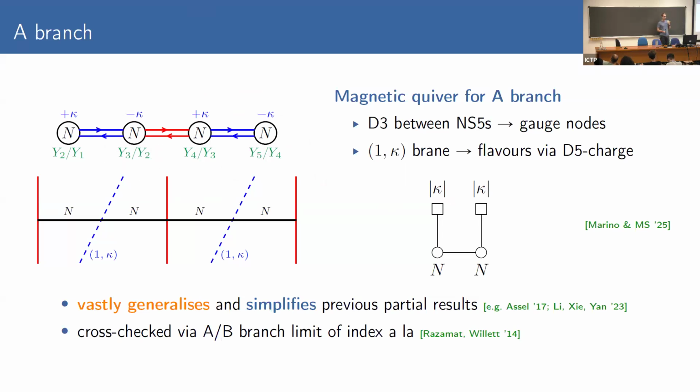And then you get the Hilbert series of the maximal branch, and you can compare it to the Hilbert series you would get from the magnetic quiver, and you find they agree, right? So very nice. That is, we're not doing anything wrong.